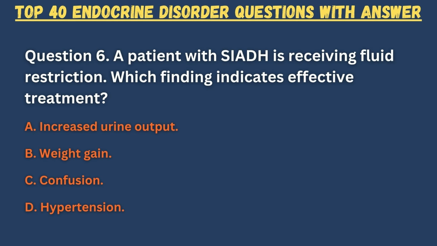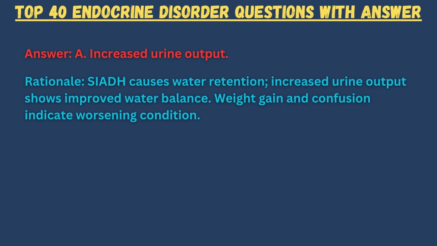Question 6. A patient with SIADH is receiving fluid restriction. Which finding indicates effective treatment? A. Increased urine output. B. Weight gain. C. Confusion. D. Hypertension. Answer. A. Increased urine output.